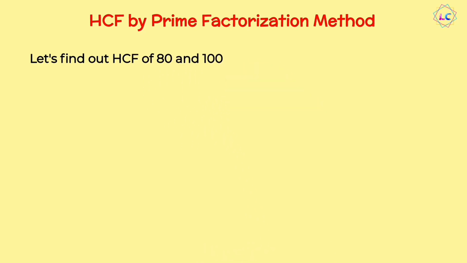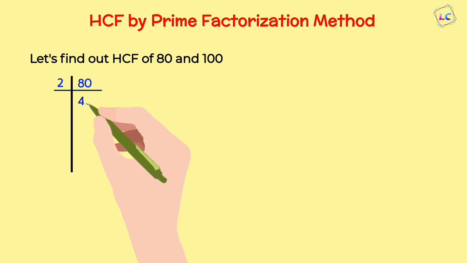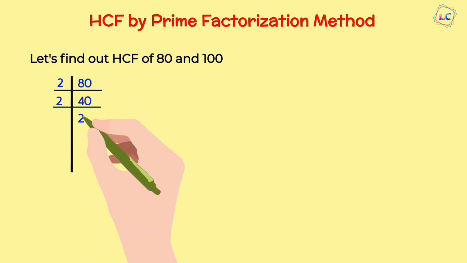First, let's find out the prime factors of 80. Now we think of the prime number by which 80 can be divided. 80 is even so it can be divided by 2. Start dividing 80 by the smallest prime number, 2. 80 divided by 2 is 40. Now divide 40 by 2 again. 40 divided by 2 is 20.